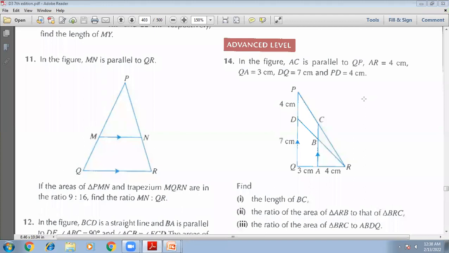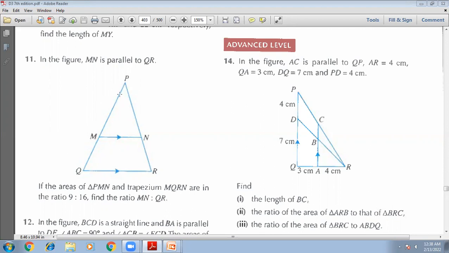So, my dear students, we are on exercise 12A from the D3 book of mathematics, and we are going to attempt question number 11. On your screen, you can see that question number 11 is showing up. It says: in the figure, MN is parallel to QR. If the areas of the triangle PMN and the trapezium MQRN are in the ratio 9:16, find the ratio of MN to QR.